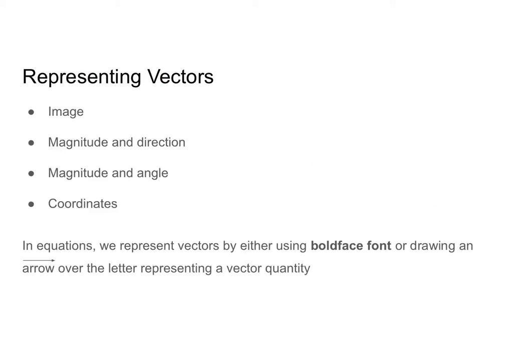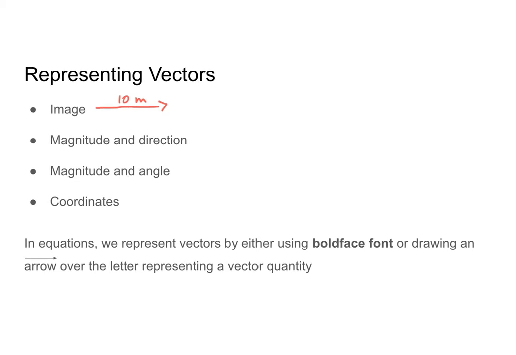With that, I want to talk about how we represent vectors. The easiest way to represent a vector is as a picture. For example, I could draw a long arrow and I could say that it is 10 meters long. And that is how, as an image, I could represent something that is 10 meters to the right. If I was doing this on graph paper or on a number line and I had tick marks, I could also express my vector that way.